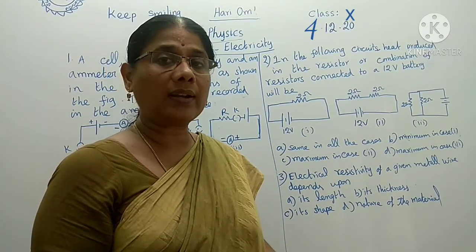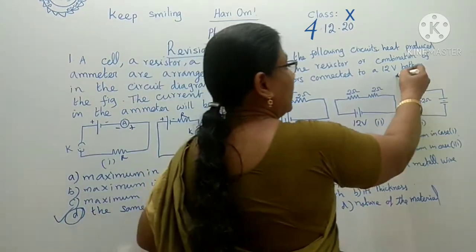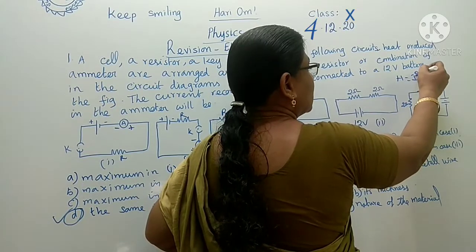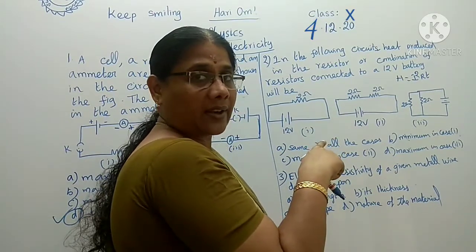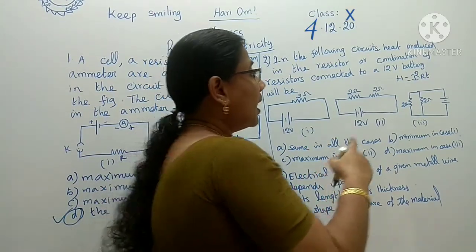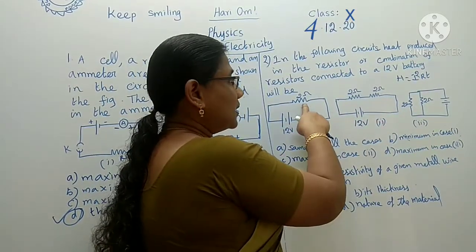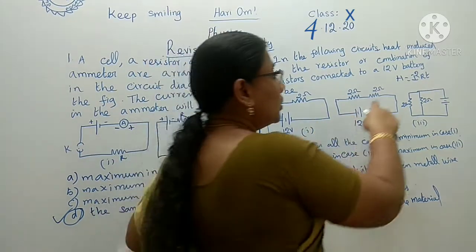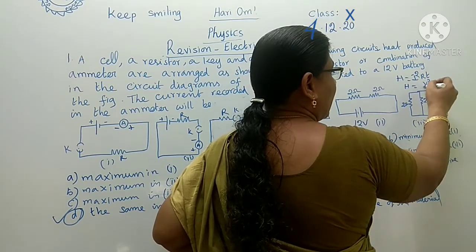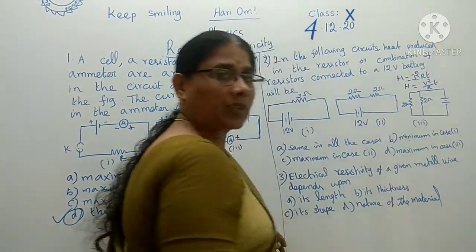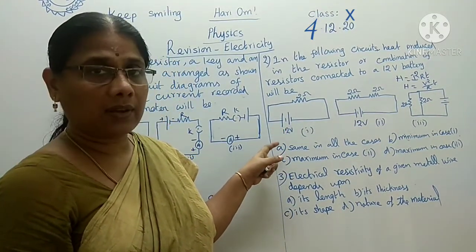So what is the formula for the heat developed in the circuit? You know, the heat developed in the circuit is equal to I squared R into T. That is, I squared R is power, isn't it? Power into time. But here, what is given? V, the voltage applied across the resistor, is given, and the resistance is given. So we can write the heat energy as V squared by R into T. So we have to find the heat in each and every circuit.